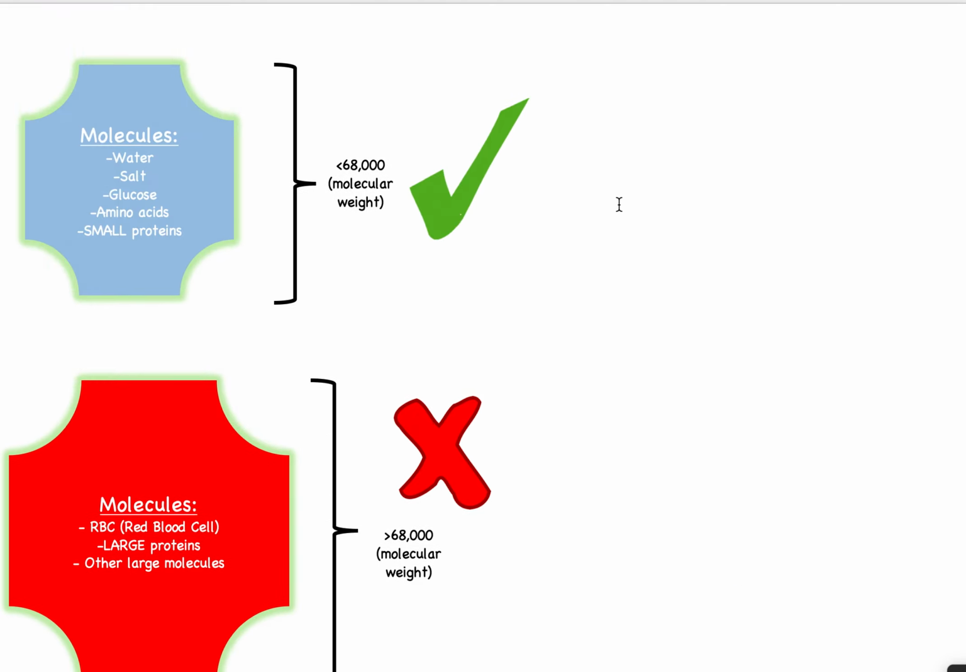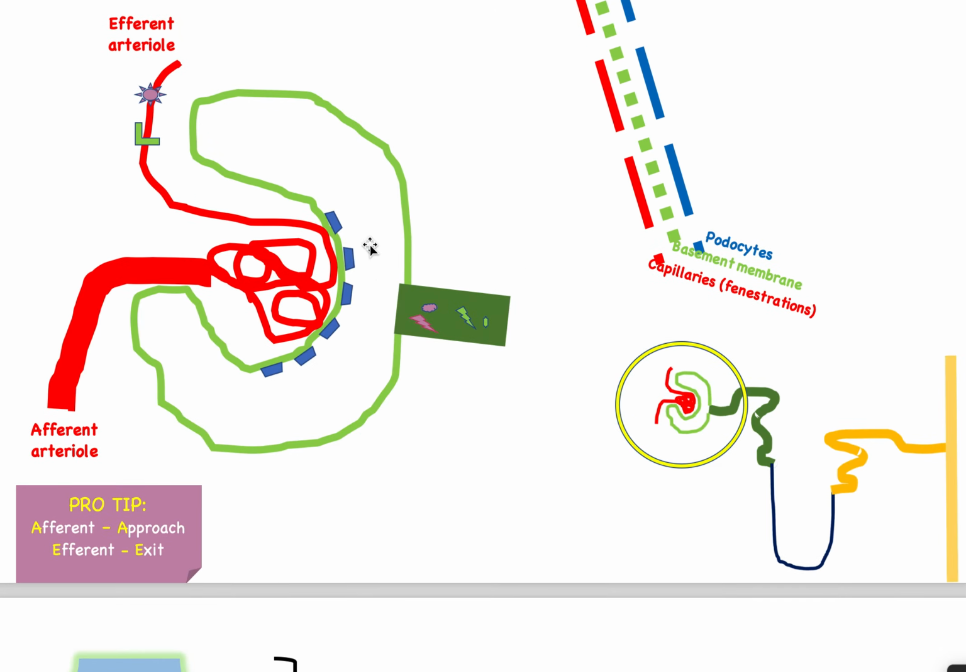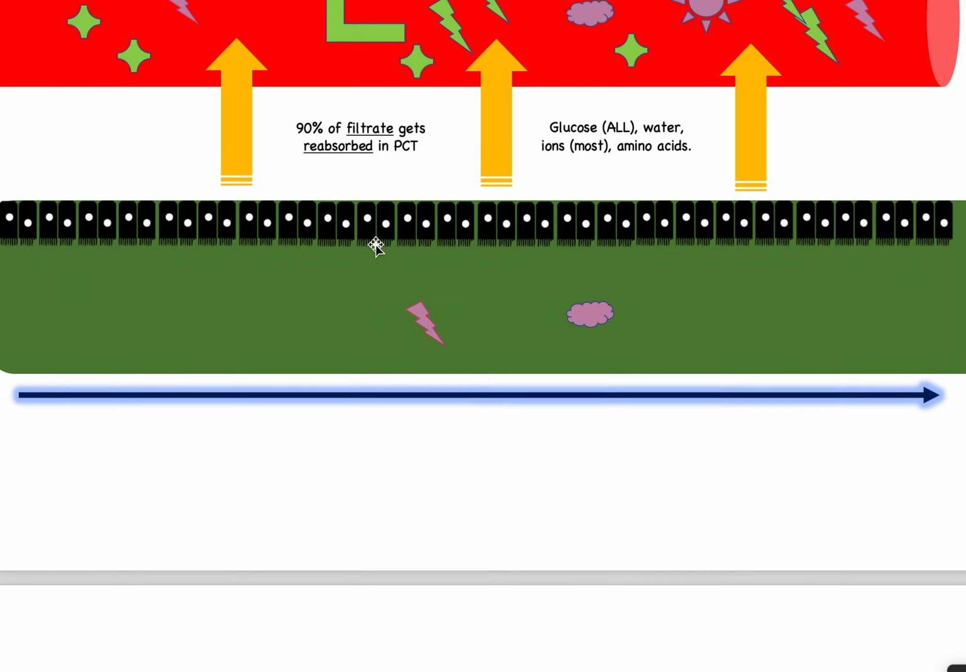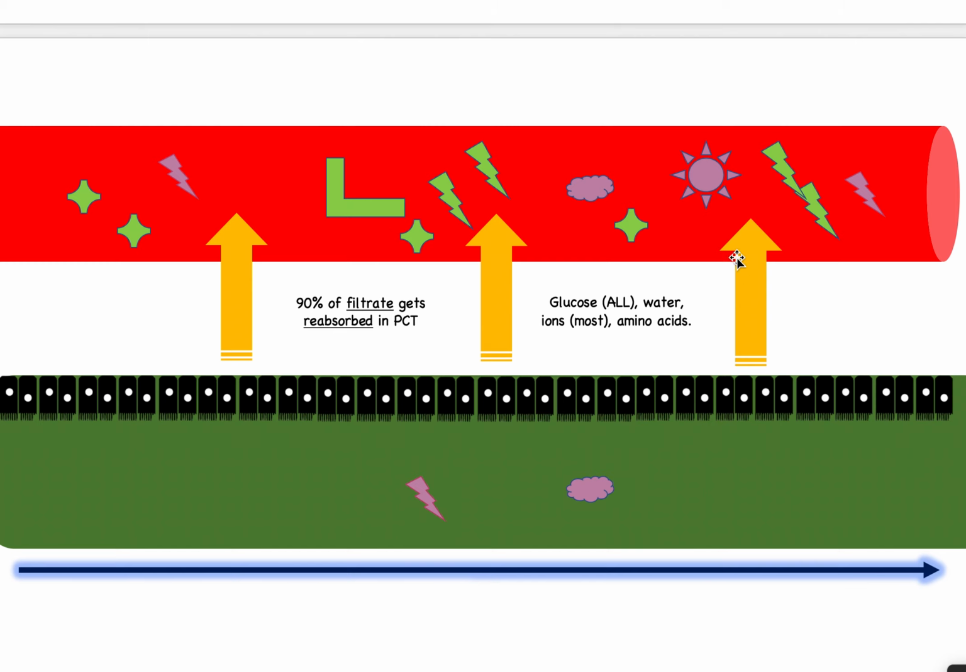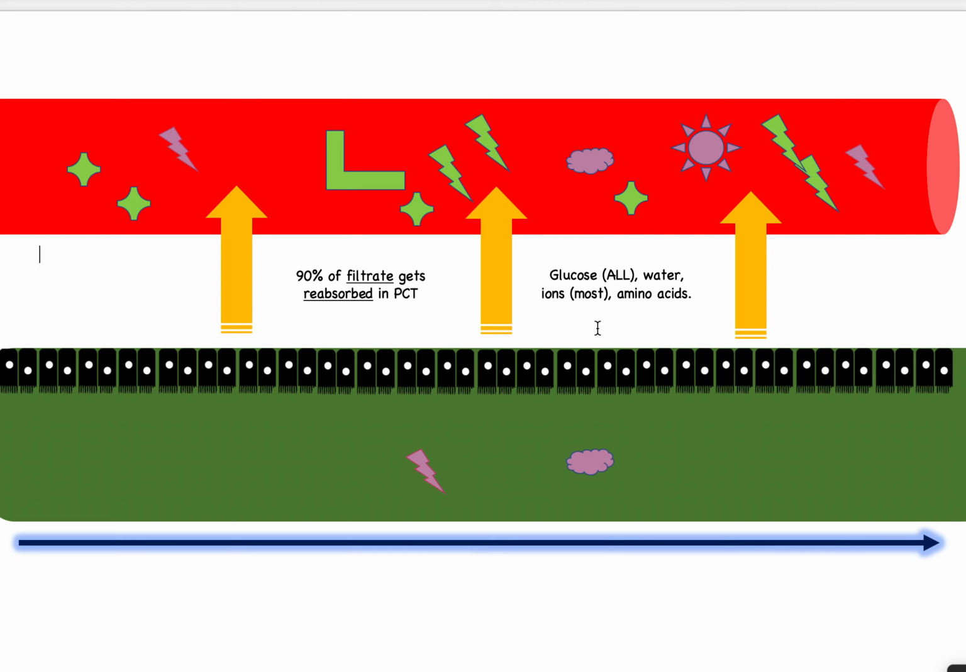So they were able to get filtered really easily through here. Now, these things are all reabsorbed, and they're reabsorbed by something called active transport. Active transport means that these molecules were absorbed against their concentration gradient.